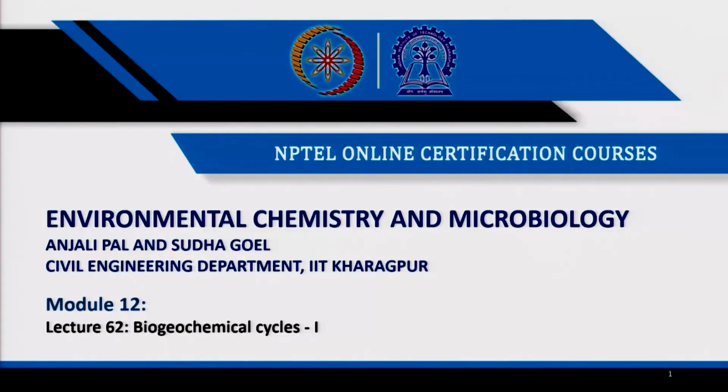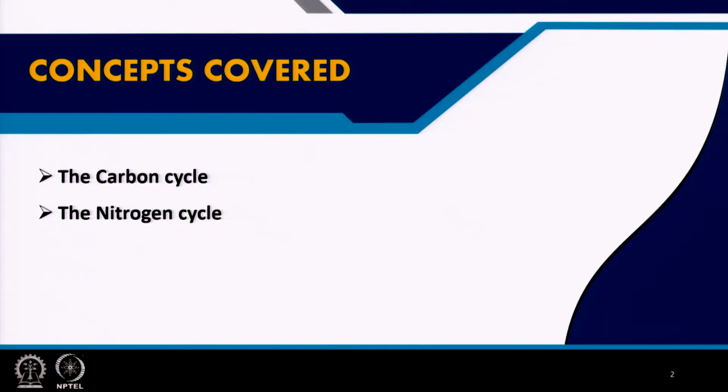Welcome everyone. We are now starting a new topic, and this is biogeochemical cycles. It is divided into two parts. Part 1 is lecture 62 of module 12. In this first part of the biogeochemical cycles, we are going to cover the carbon cycle and the nitrogen cycle. All the other remaining cycles will be covered in part 2.